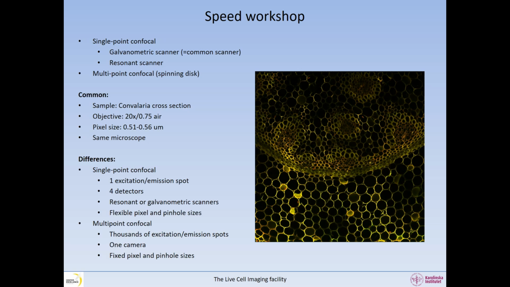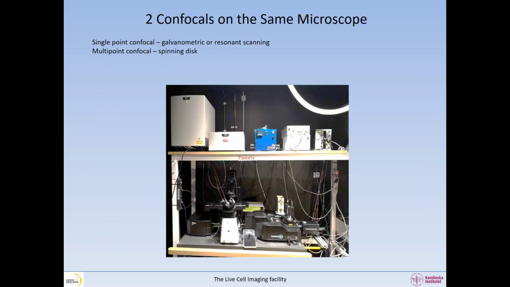And then the difference is that, of course, we have a single point confocal on one side. So there is only one spot of excitation and emission. However, what will make it go a little bit faster is that we have 4 detectors. And we have a resonant or galvanometric scanner, so the resonant will maybe make it go a little bit faster. And as you know, on a single point confocal, we have the flexibility to change the pixel size and adjust also the pinhole. On the multi-point confocal, we have thousands of excitation and emission spots at the same time. And we have one camera, but it has millions of pixels. However, the pixel and pinhole sizes are fixed.